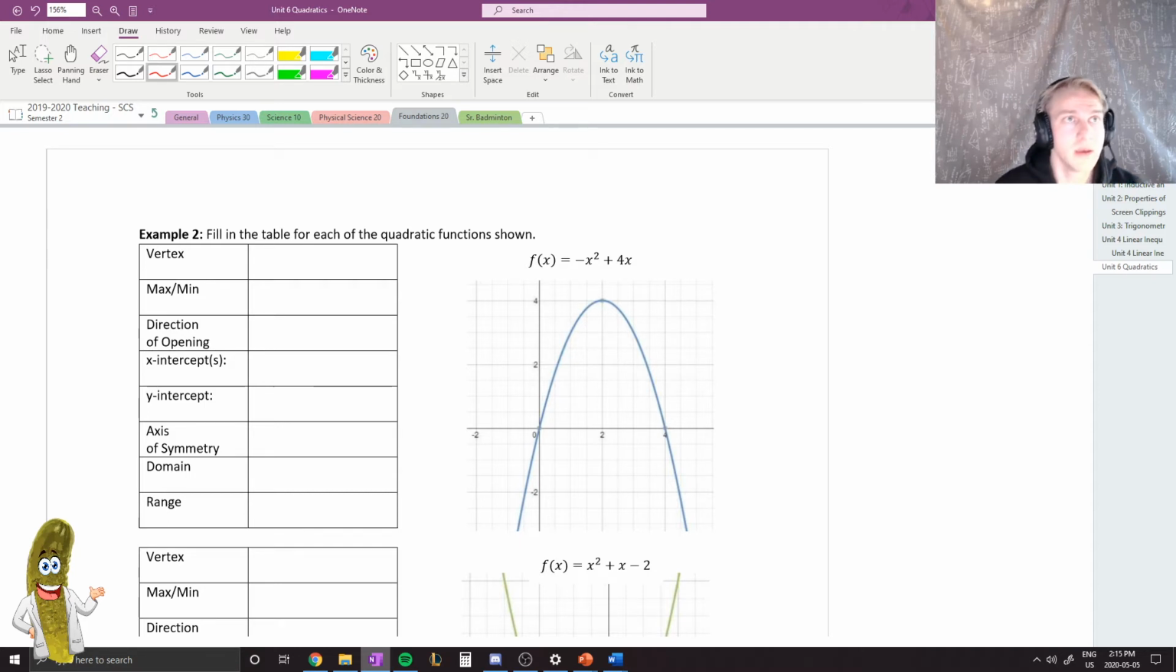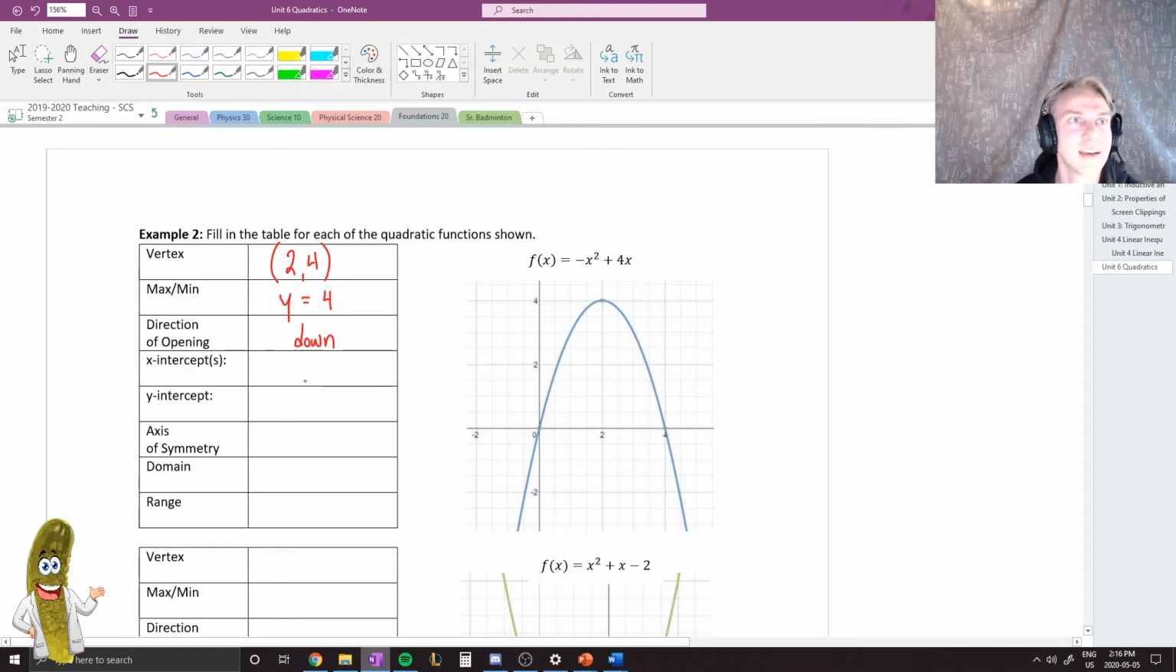Awesome. Okay. So I'm going to bug Boston first. Boston, I would like you to tell me, for example 2 here, what is the vertex of this graph? What point is it at? Awesome. 2, 4. Ethan, what would the maximum value of this graph be? Awesome. Okay. Direction of opening, Heidi. That's the easiest one in the world. Yeah, very well done. Super proud of you.